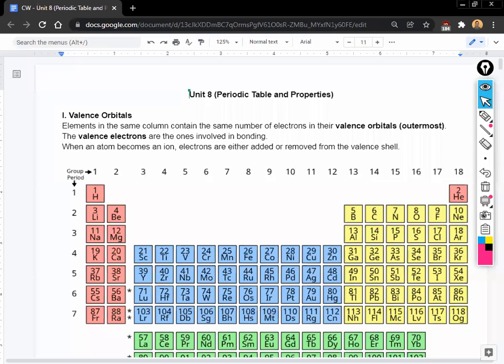So what we're going to do today is look at some trends that you can see on the periodic table. Just a little review. If you take a look at your periodic table, you should see that elements in the same column have the same number of electrons in their valence shell, their valence orbital. If you forgot what valence means, it's just the outermost.